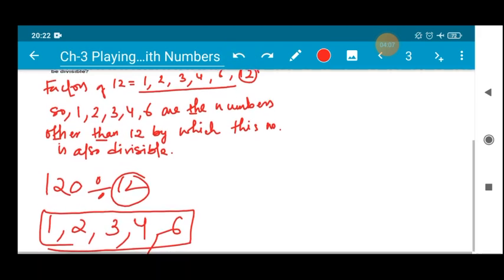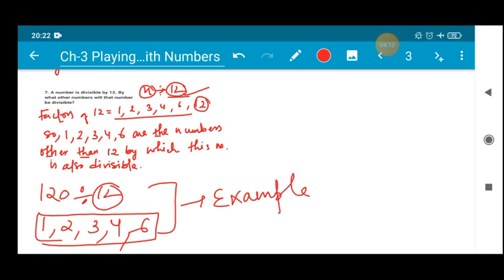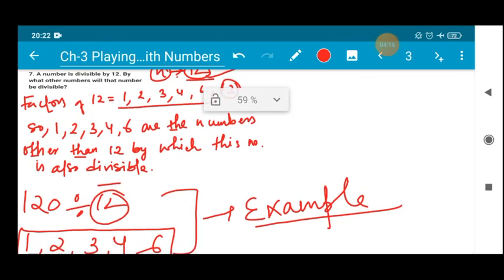I hope you people have understood this. This was the example to solve question number 7. I hope you have understood this.